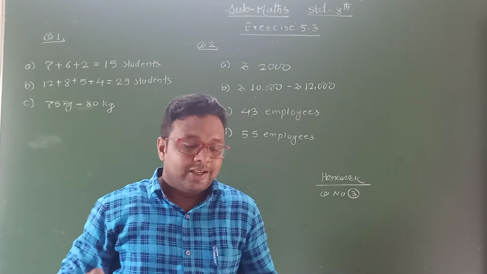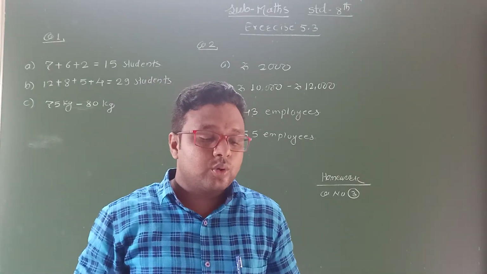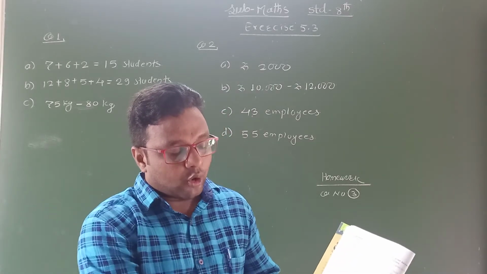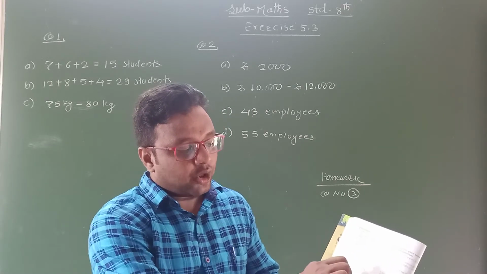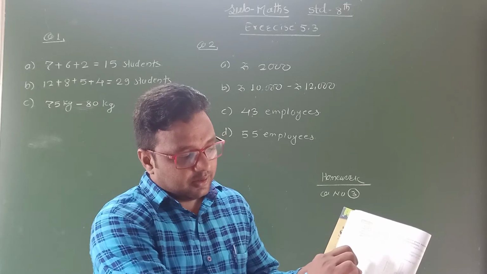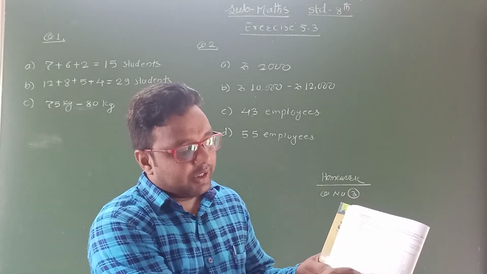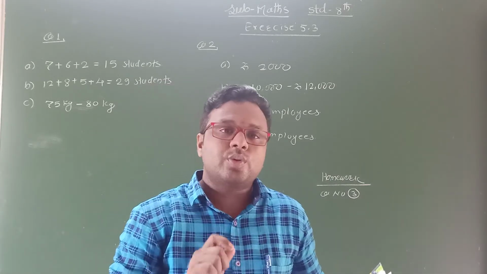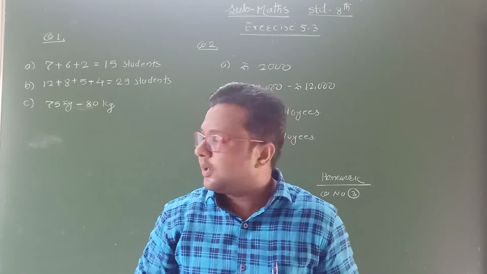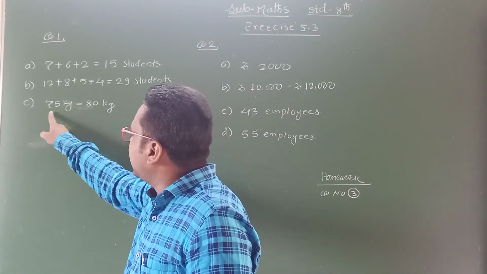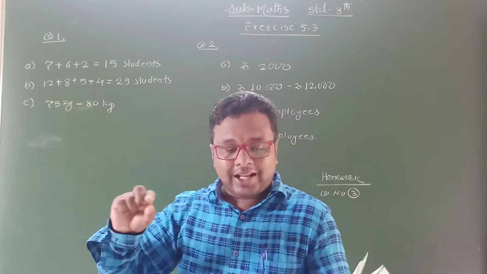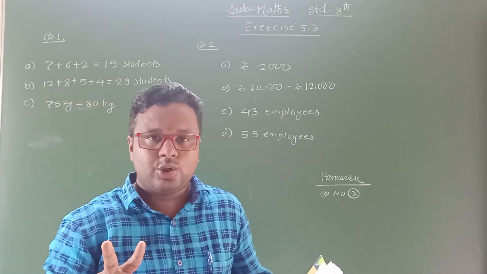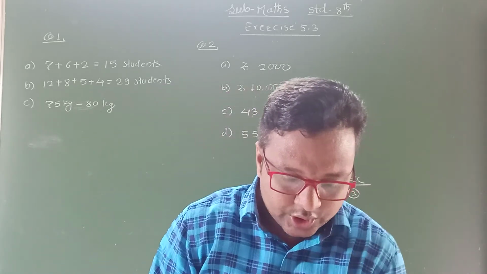Then the C question: in which interval is the number of students minimum? Now see the graph. From this graph we understand the height of the bar is lowest for 75 to 80 kg. Therefore for this interval the number of students is minimum. The interval is 75 kg to 80 kg, and the height of the bar is up to 2. It represents 2 students only. Understood?